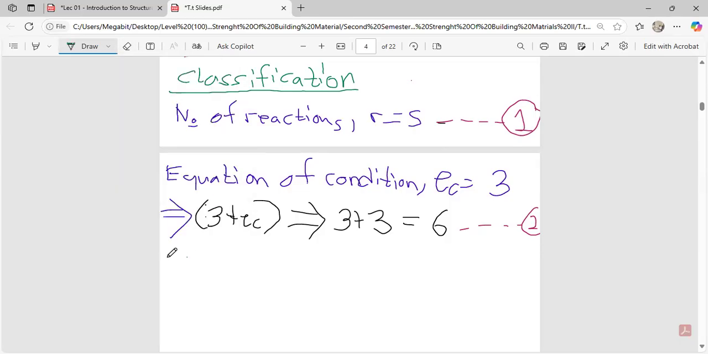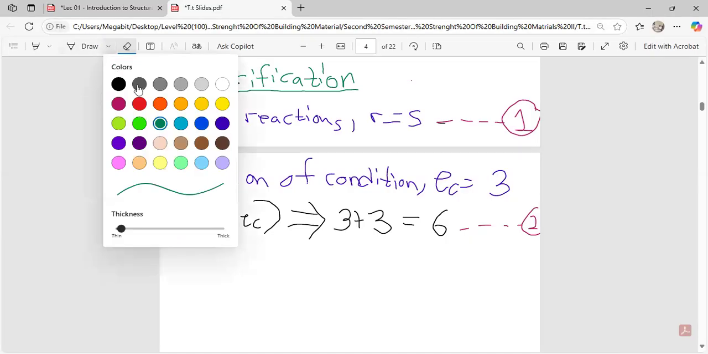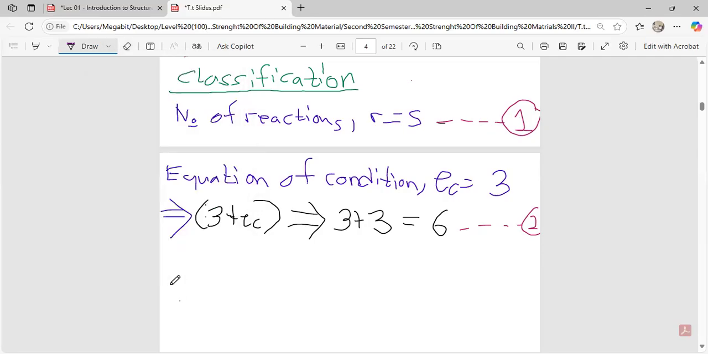Yeah. So finally, we are going to say that, therefore, R is what? Less than 3 plus EC. Okay. R is less than 3 plus EC.